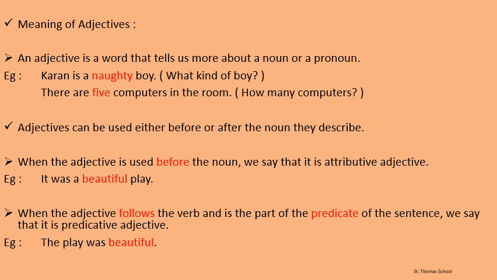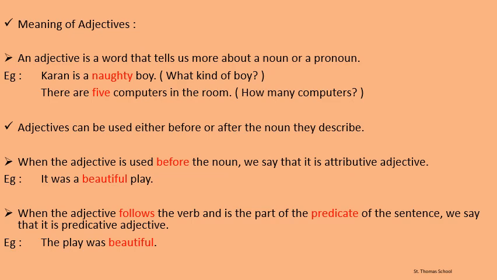Karan is a naughty boy. So in this sentence, the noun is Karan. And what kind of boy Karan is? So here the specification is given that he is a naughty boy. So naughty is the information which is given to us about Karan. So the word naughty gives more information about Karan. So naughty is an adjective.